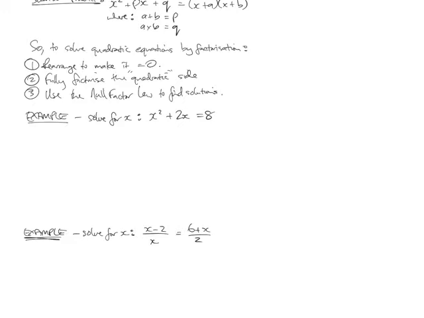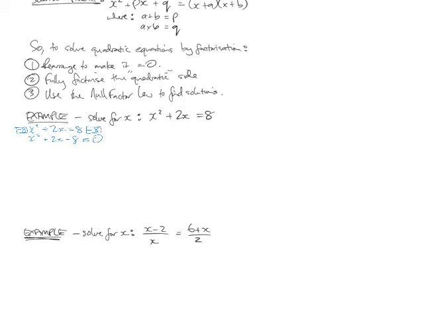Alright, so solve x squared plus 2x is equal to 8. I need to rearrange it to make it equal 0. So what's the opposite of adding 8? Taking 8. I need to take 8 from both sides. So x squared plus 2x take 8 is equal to 8 take 8, which is 0. So I've made it equal 0.